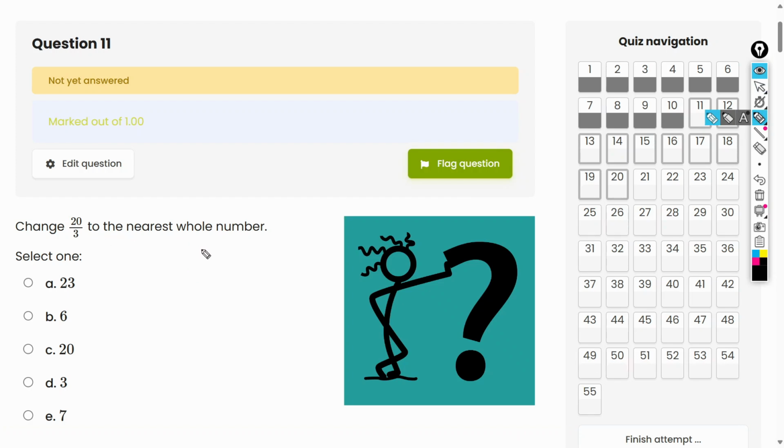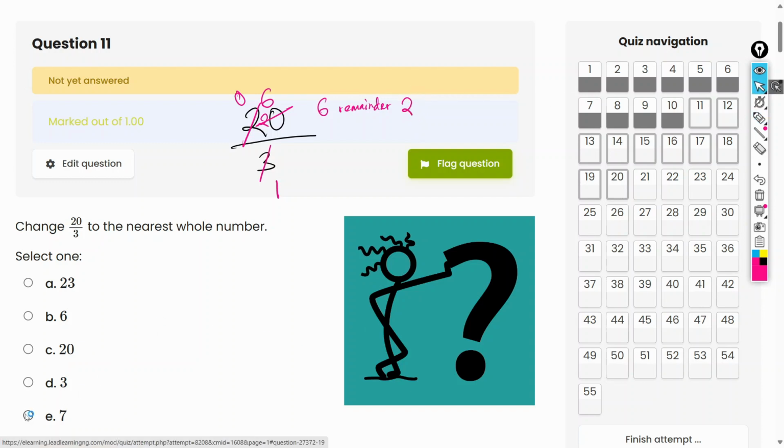Change 20 over 3 to the nearest whole number. So basically, we are looking for how many 3's are there in 20. So 20 over 3, or 20 divided by 3 rather. We divide by 3. 3 into 2 cannot go, 0 carry 2. 3 into 20 is 6. So 6 remainder 2. So the nearest whole number should be 7.